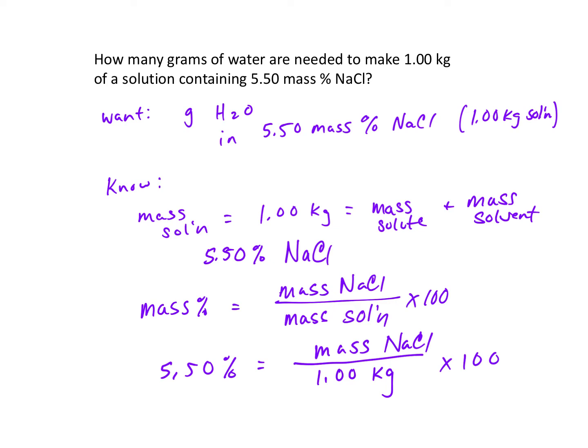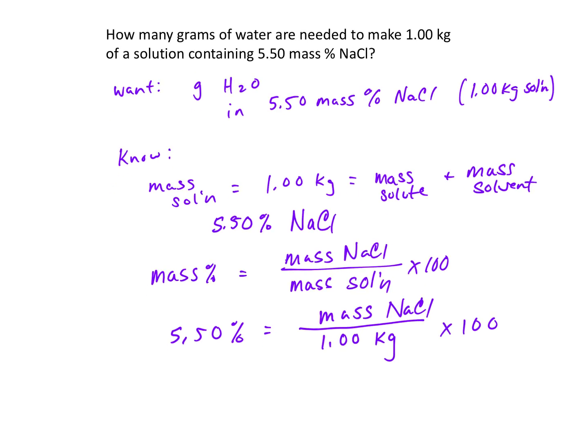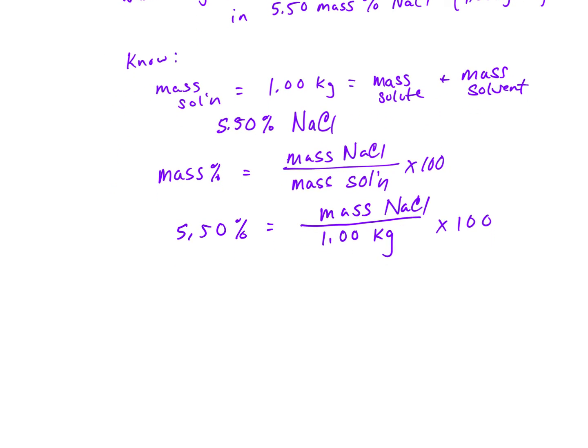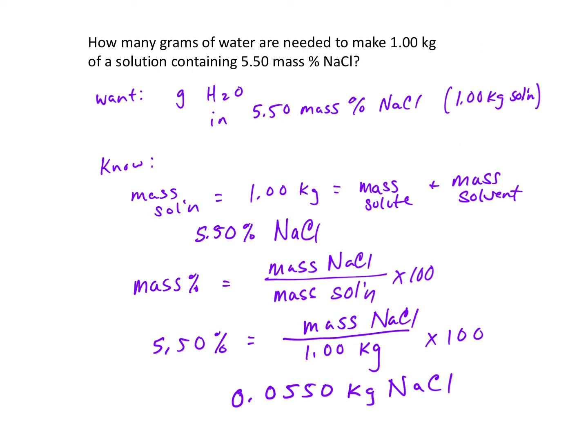So we're going to do that, divide both sides by 100, multiply both sides by 1 kilogram, and we will end up with, in kilograms, 0.0550 kilograms of NaCl. Everyone okay with that? Are we done?